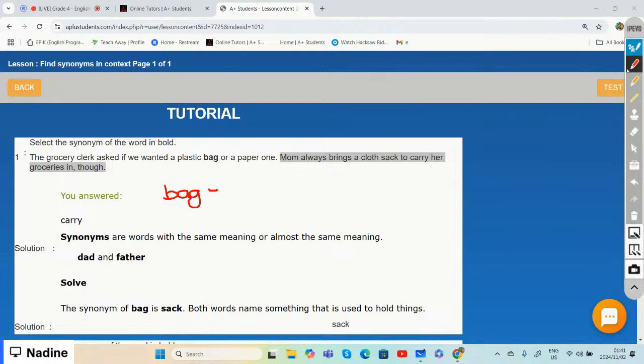And if we were to choose the word that is the same as or almost the same as bag, then in the next sentence it says, Mom always brings a cloth sack to carry her groceries. So another word for bag is sack. So it's either plastic bags or a cloth sack. So sack is another word for bag.